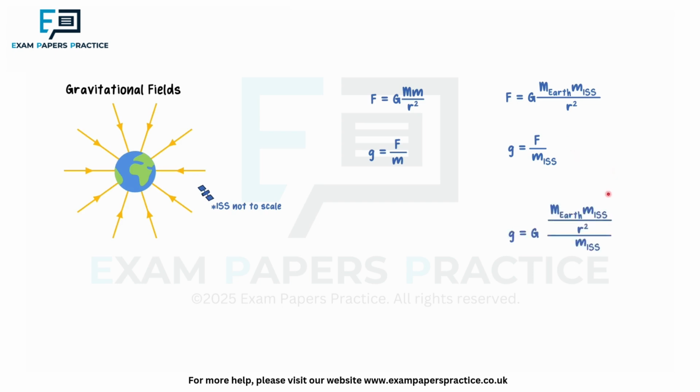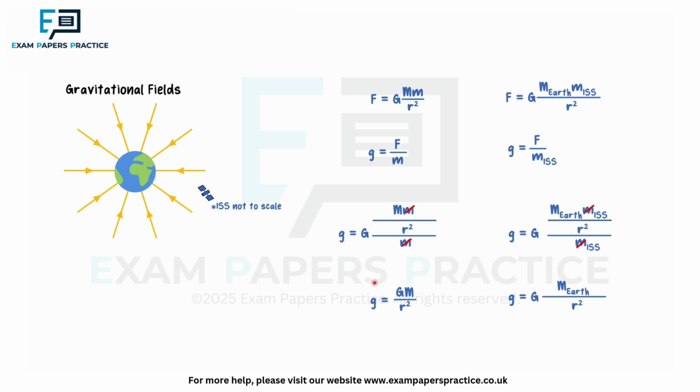Substituting Newton's law of gravitation for the force, we get lowercase g is equal to capital G times the mass of the Earth times the mass of the ISS divided by r squared, and all of this is divided by the mass of the ISS. The mass of the ISS cancels out, and we see that the gravitational field is equal to capital G times the mass of the Earth divided by the distance squared. Notice that the mass in this equation is the mass of the body causing the gravitational field at that point in space, in this case, Earth.